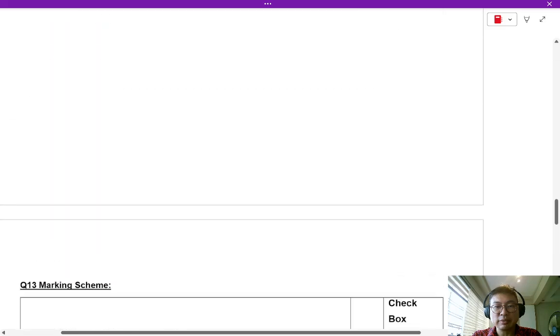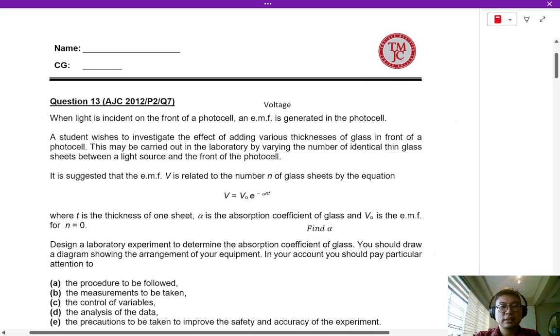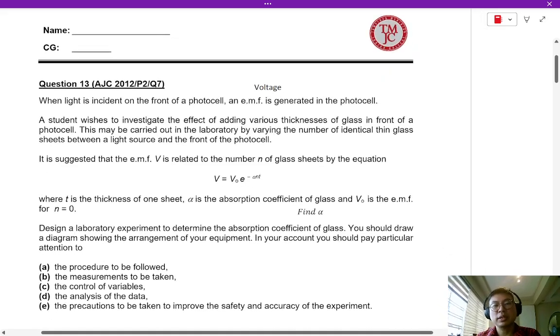Okay, so that's it for the first of your planning exercises. The next planning exercise you should do should be the EMI planning exercise, question 18.